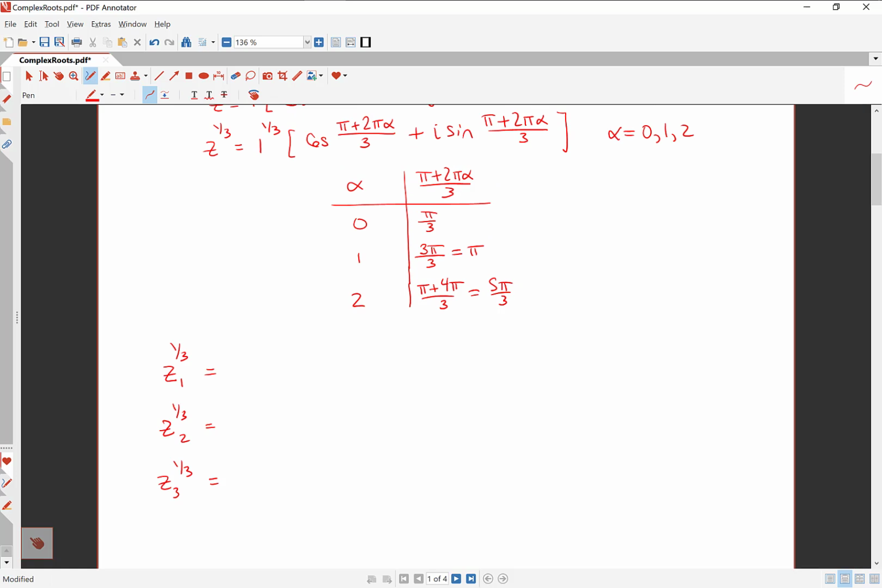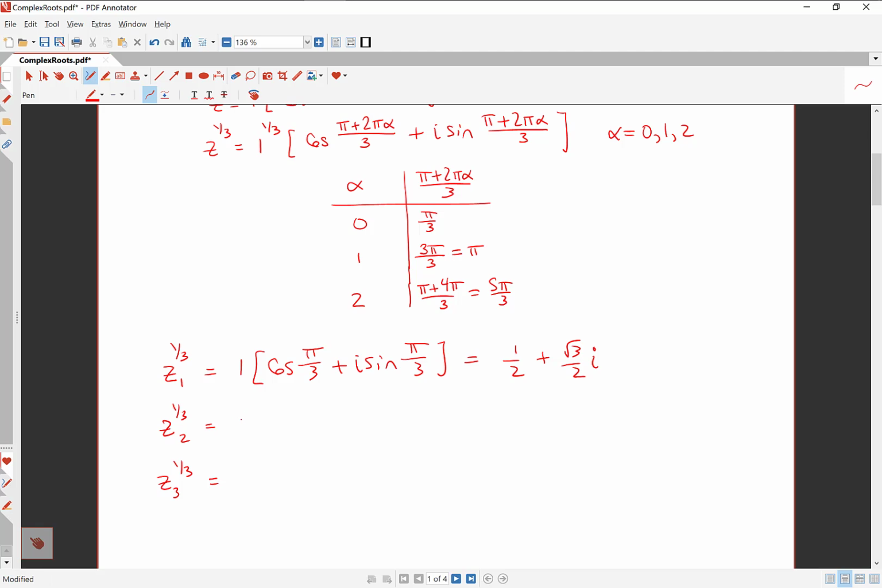So we're going to plug into the formula that we've got at the top of the screen there, just using the appropriate simplified angle as we go. So for our first cube root, well, the cube root of 1 would be 1, and our angle simplifies to pi over 3. So 1 times cos pi over 3 plus i sine pi over 3, and let's simplify that. Cos of pi over 3 is 1/2. Sine of pi over 3 is root 3 over 2, so we'd have 1/2 plus root 3 over 2 times i for our first cube root.